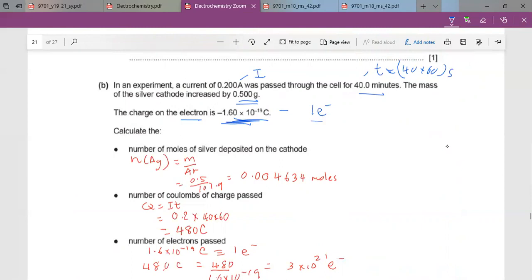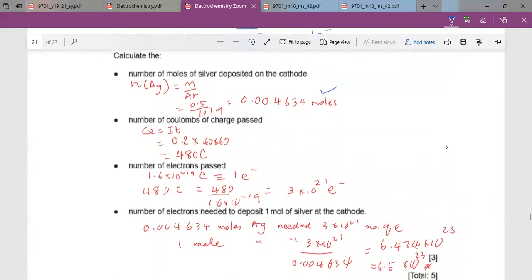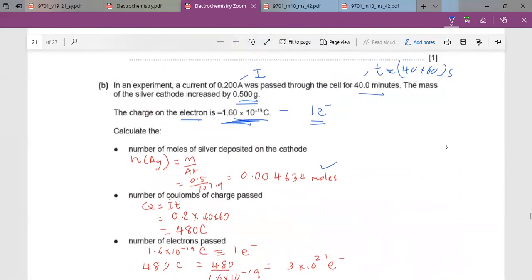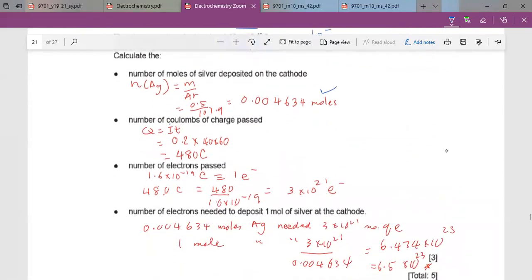So calculate the number of moles of silver deposited. Very simple: n equals m over Ar. This is the number of moles. Then the number of coulombs, which means the total charge: Q is I times T, 0.2 amperes and time 40 times 60. So it's the number of coulombs. Then the number of electrons, not number of moles. So remember, this is coulombs.